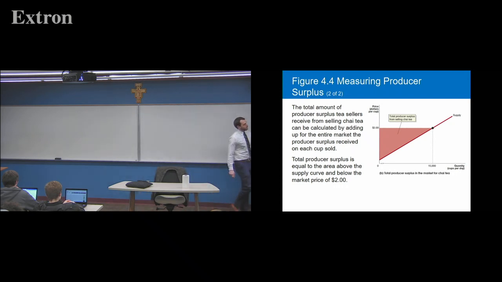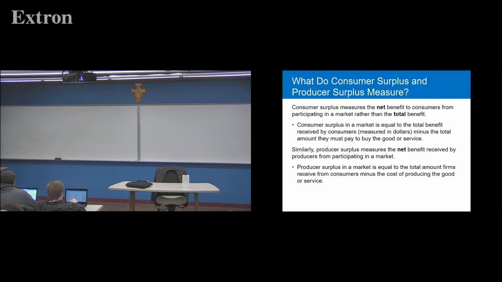Let's say it's a $2 price again. Below that and above the supply curve, the total area of that is the total producer surplus from this firm. Oh no, this is just in the market for tea. Yeah, so it's the area below the price of $2, above the supply curve. Again, you can calculate it doing the area thing if you have the price and the quantity. That's really all they have there?